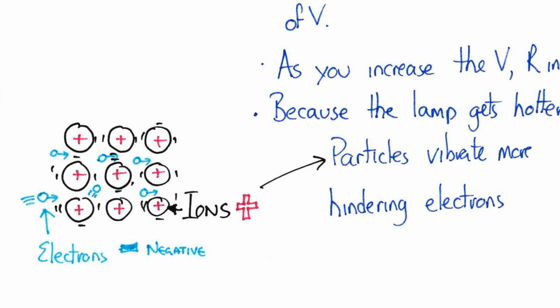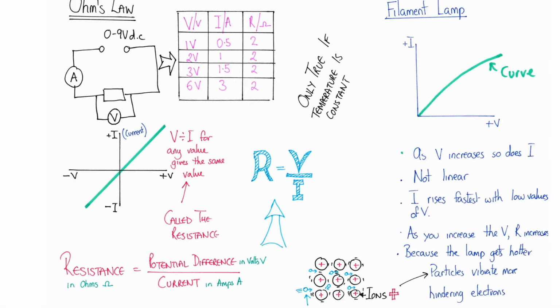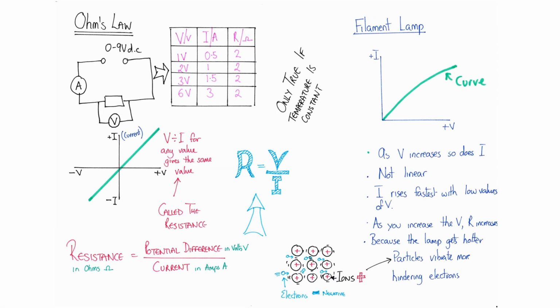If the particles are hardly vibrating at all, the electrons can find a way through very, very easily. But if they're vibrating loads, the electrons will have loads of collisions with metal ions, and they'll just be stopped from getting from one place to another. And that explains why filament lamps' resistance doesn't stay constant. That there sums up Ohm's law. Ohm's law is the stuff where you've got a lovely straight line. R equals V over I. That is Ohm's law.